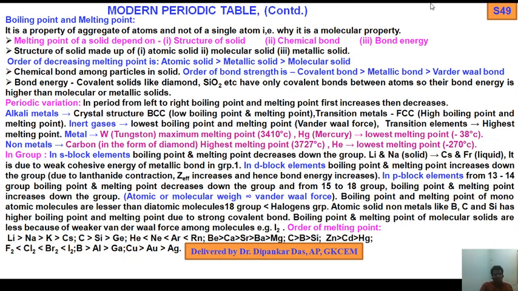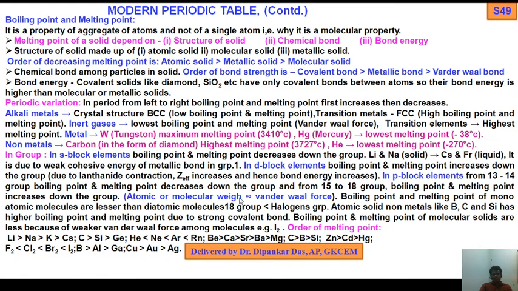So in a group, in S block elements, boiling point and melting point decrease down the group. Lithium and sodium are solid, cesium and francium are liquid. This is due to the weak cohesive energy of the metallic bond in group 1. In D block elements, boiling point and melting point increase down the group. From group 15 to 18, boiling point and melting point increase down the group.